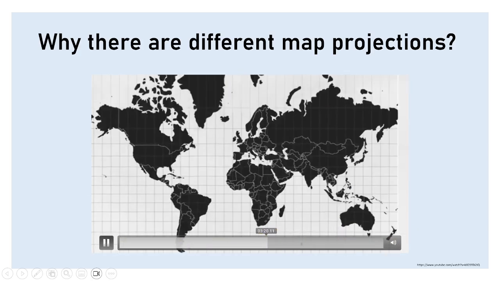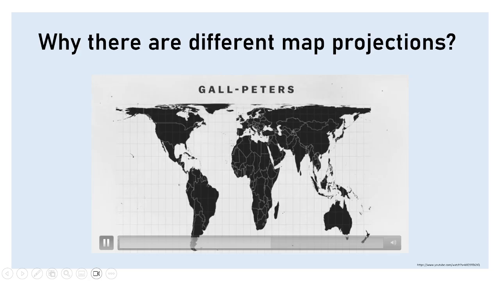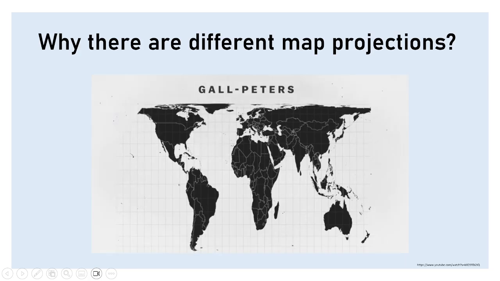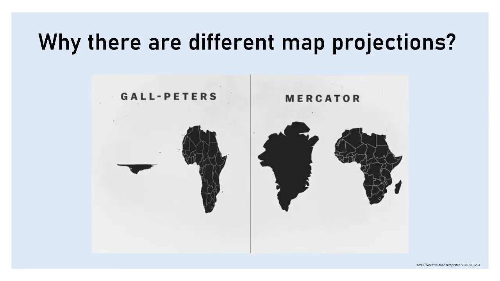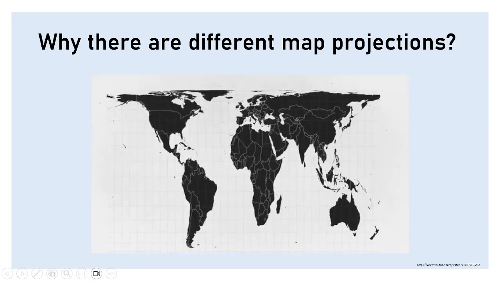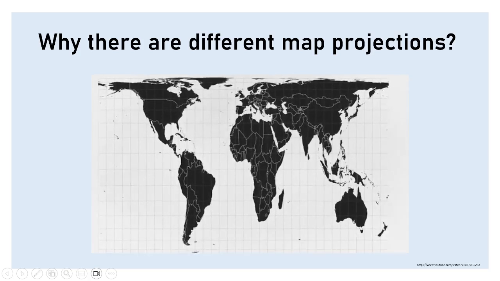This displays land area. You can use the Gall-Peters projection. This is called an equal area map. Look at Greenland and Africa now. The size comparison is accurate, much better than the Mercator. But it's obvious now that the country shapes are totally distorted. This is yet another projection, Gall-Peters.